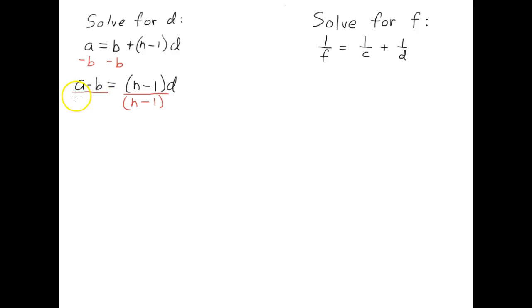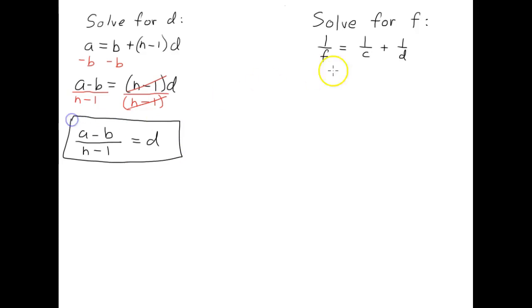And I'll divide this entire left-hand side by n minus 1. That will cancel out the n minus 1 on the right-hand side. And on the left-hand side, we are just left with a minus b over n minus 1. And that equals d. That's all we can do with that. And that is solving for d.